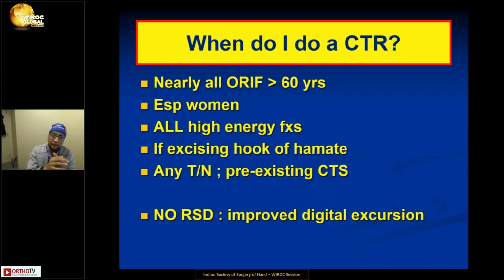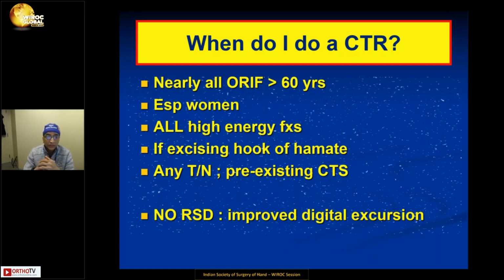I get asked, have you had any patients with reflex sympathetic dystrophy? And I can honestly say that this is one thing I've done which has really helped me in minimizing, if not completely eliminating, the possibility of RSD in my patient population.